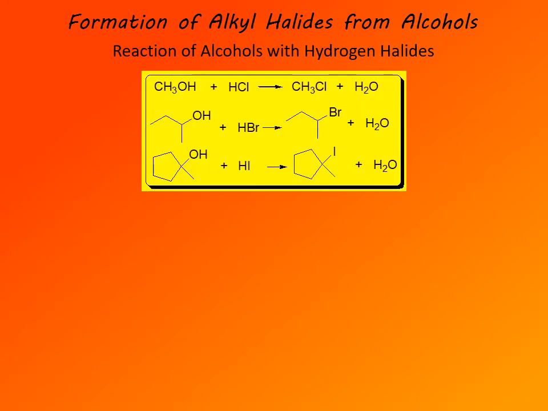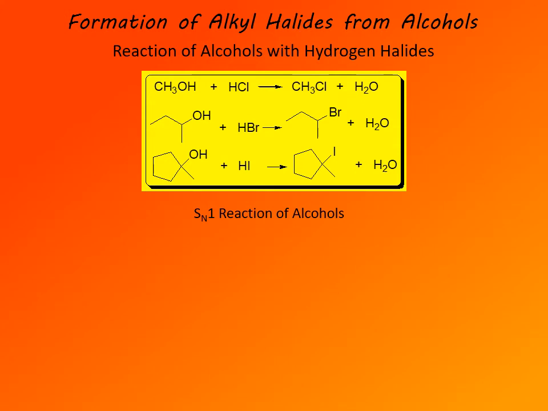And here are some examples. In the first example, reaction of methanol with hydrogen chloride gives the corresponding chloride, that would be methyl chloride or chloromethane, and water is a byproduct. In the second example, reaction of 2-butanol with hydrogen bromide results in formation of 2-bromobutane, and again, as you can see, water is a byproduct. And in the final example, 1-methylcyclopentanol reacts with hydrogen iodide to give 1-iodo-1-methylcyclopentane, and as in previous cases, water is the byproduct.